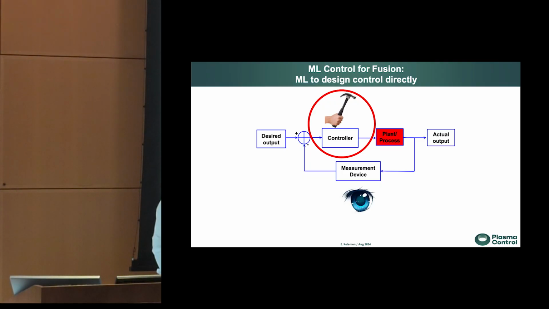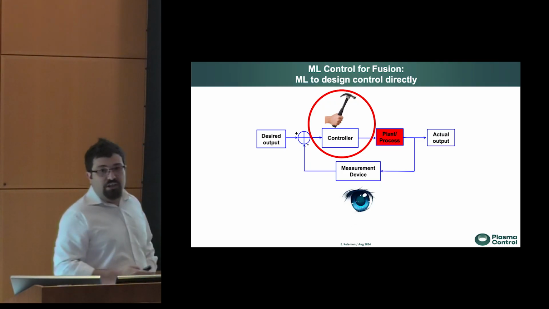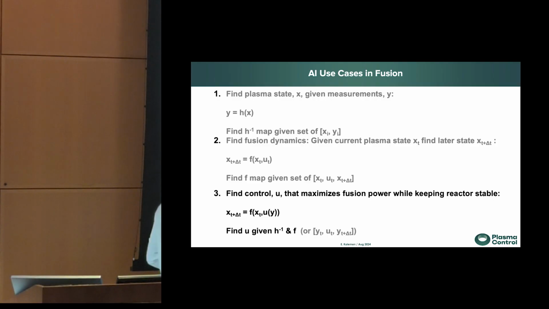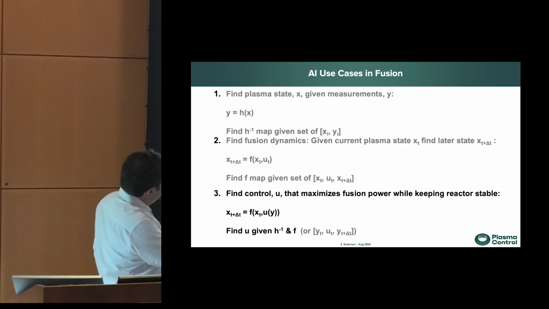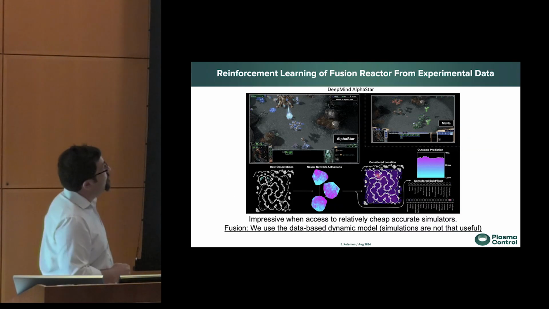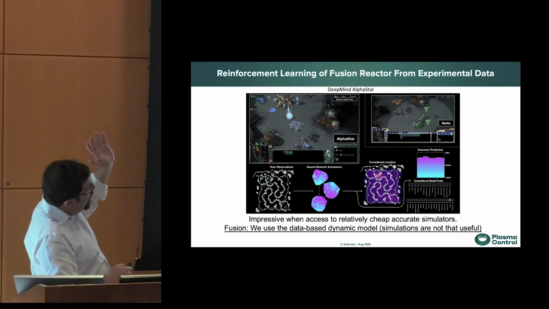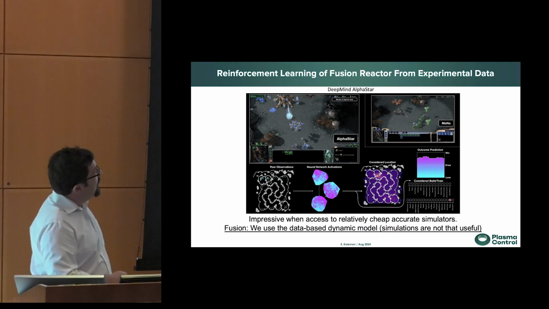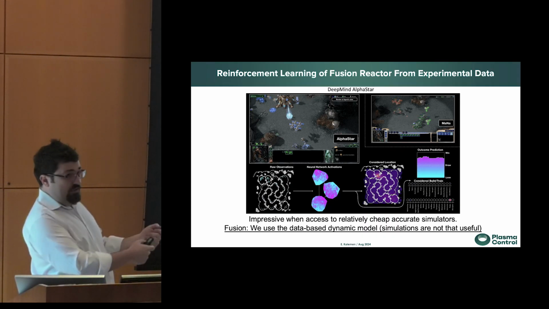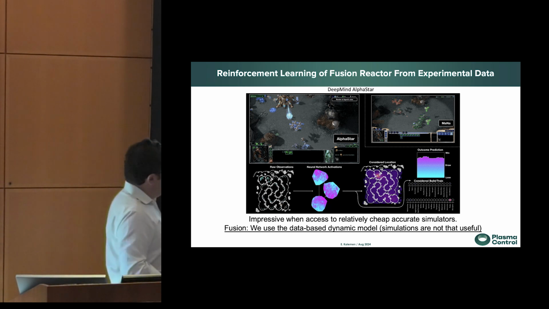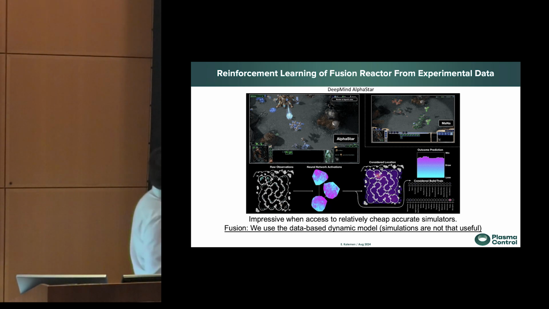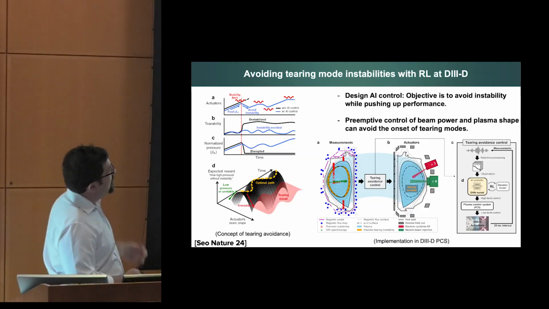So what is the point of all this? The whole point is to control. Otherwise, why do I care about it? I want to control. So here, the idea is to find this control given my measurements, and all the stuff that I found before is hopefully useful. One method of doing this is reinforcement learning. Here's AlphaGo. Basically, you learn how to play the game by just feeding the game to a neural net. And we kind of try to do this with the data-based model that I just showed you.